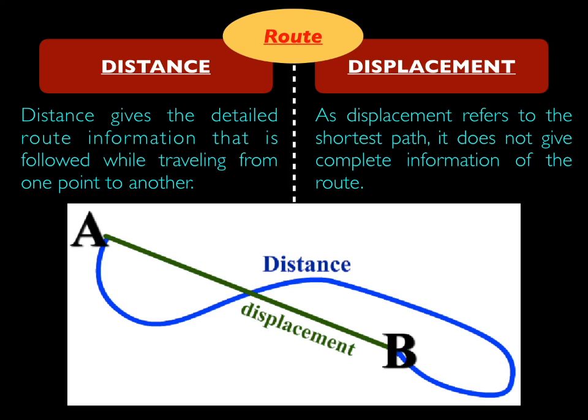So in the image, you can see the distance is given by the blue curve, whereas the displacement is given by the straight line between initial point A and the end point B, as displacement does not give information about the path, but distance does give information about the path.